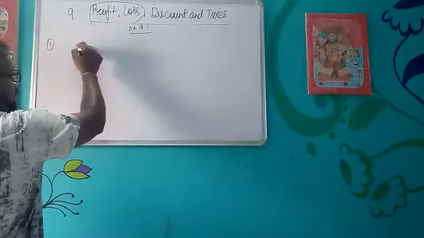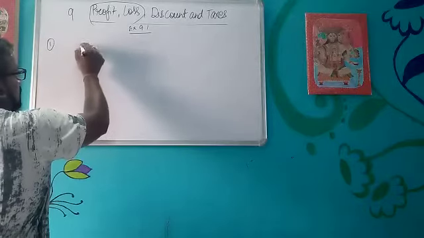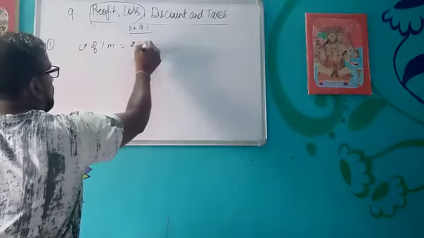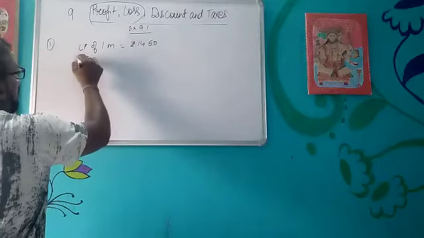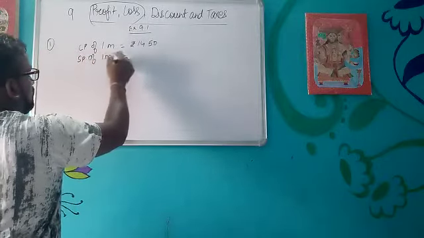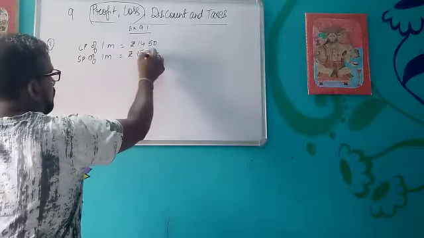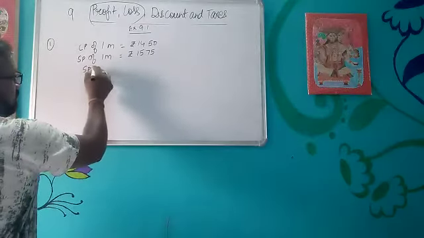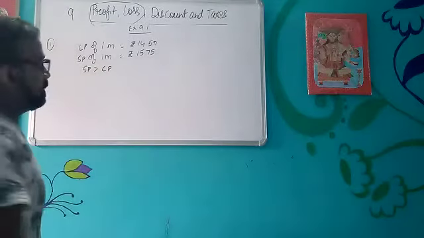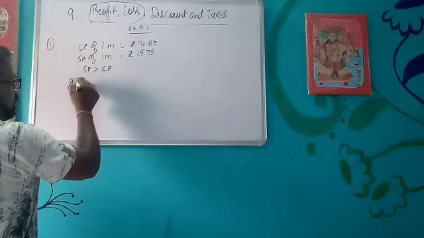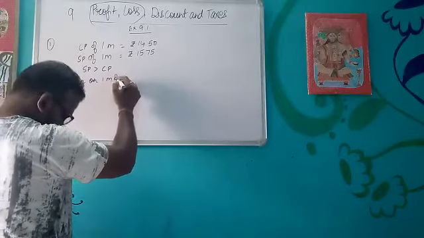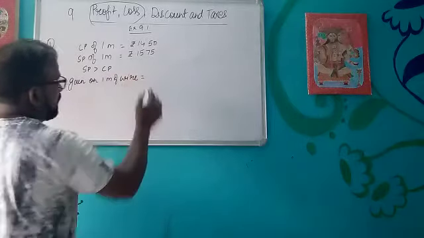So if you see very carefully, CP of 1 meter is given as rupees 14.5 and SP of 1 meter is given as rupees 15.75. So it is clear that SP is greater than CP. It is clear from the question. So we will calculate gain on 1 meter of wire. Okay, first we will calculate gain on 1 meter of the wire.